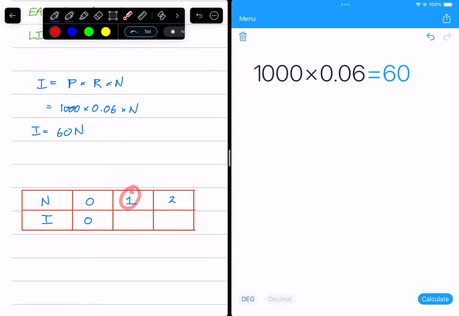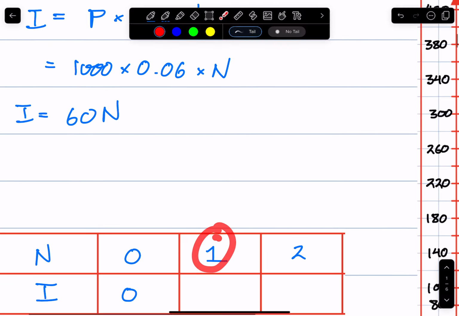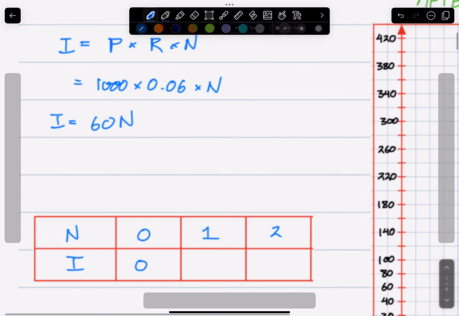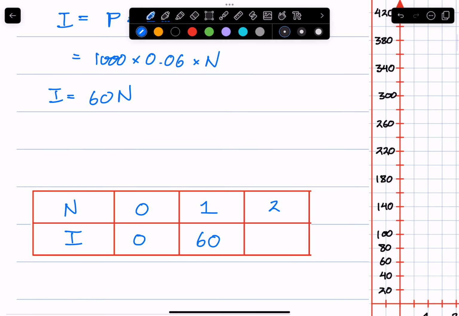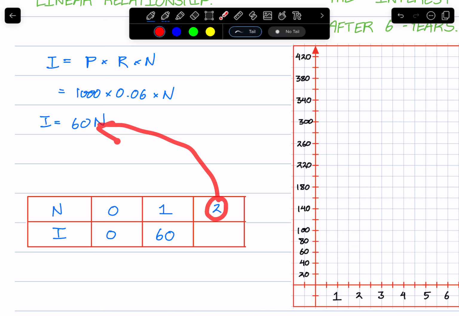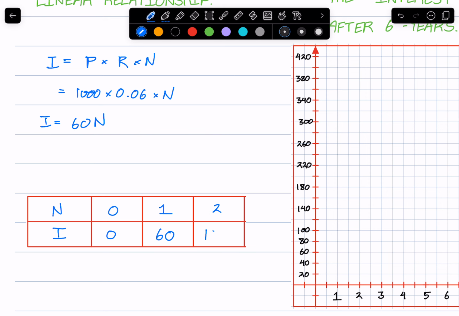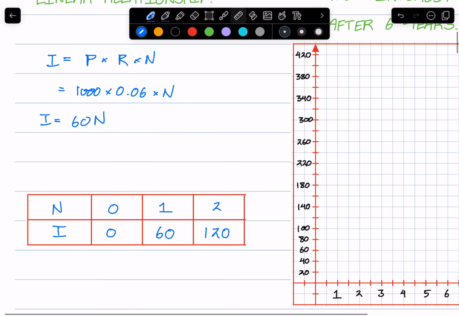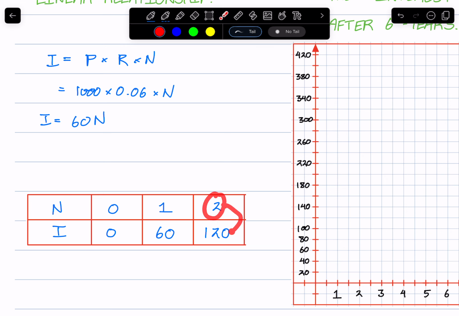Substituting 1 into 60, 1 times 60, well, that's $60 interest. So notice how it's saying that in 1 year, there will be $60 of interest in this account. Likewise, if we do 2 years, 60 times 2 gives us 120. So in the second year, there will be $120 interest in this account.